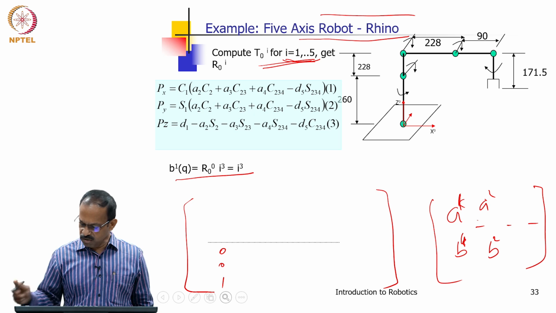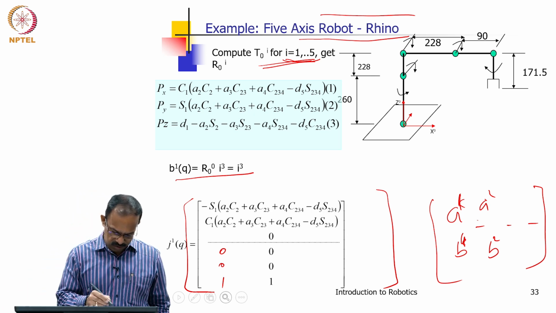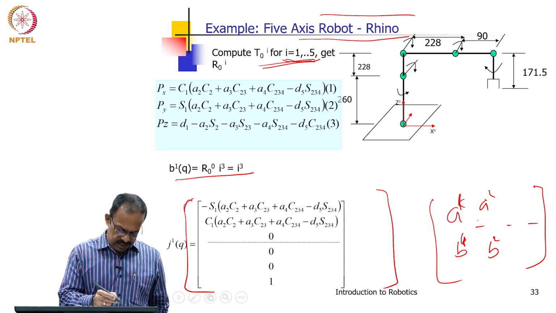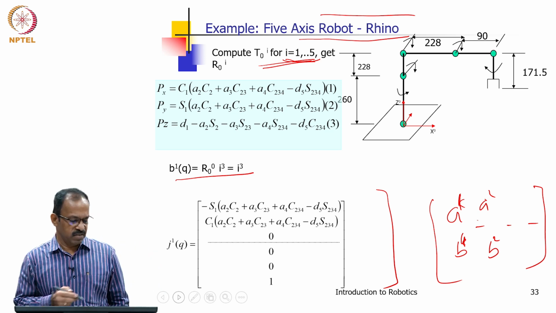Now, we will find out what B2 is. Okay, so that one is written here. So, the first part, we will get J1. J1 is the first column of the Jacobian, it is given as J1.